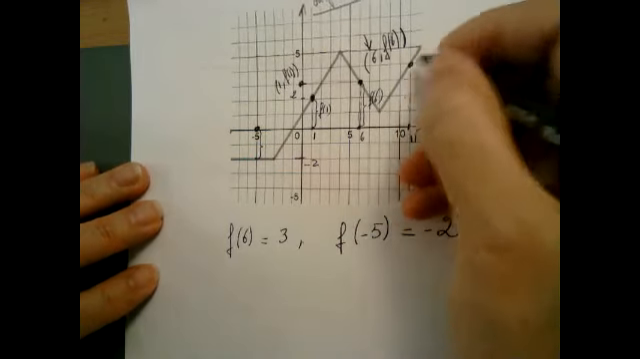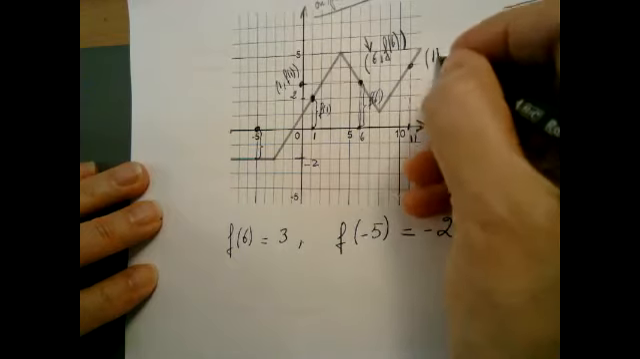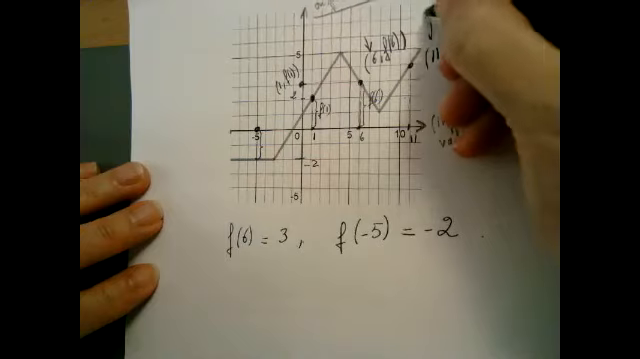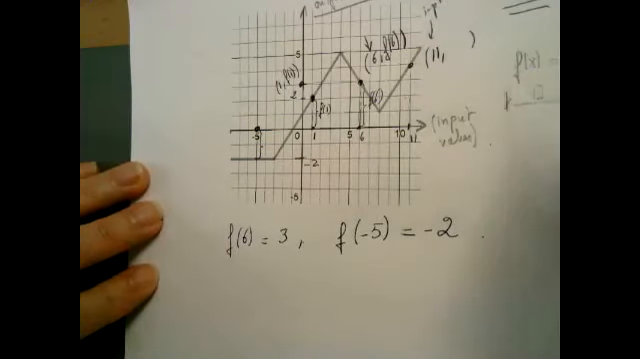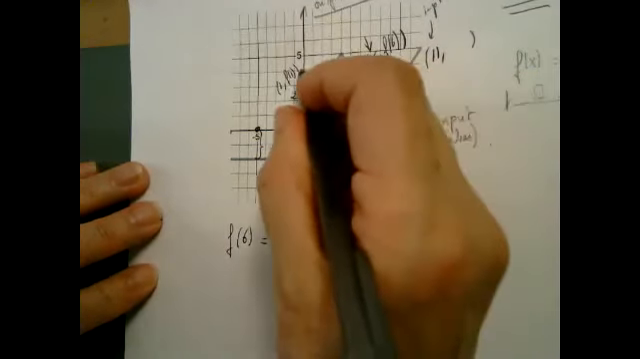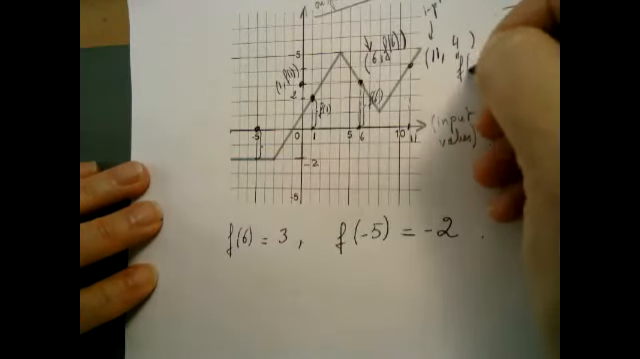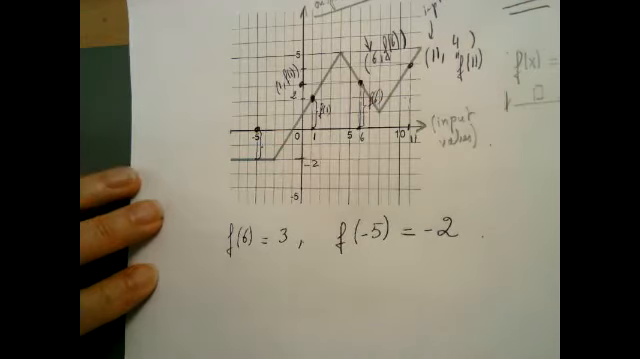This is 11. So the first coordinate is 11. The second is the output. So that's the input, the first coordinate. The second is the output. So this is 4, and that's the output. So this 4 is the output for 11.